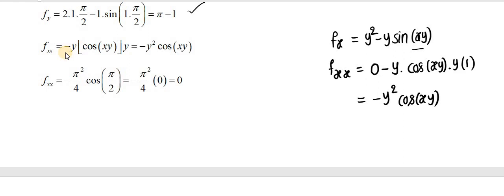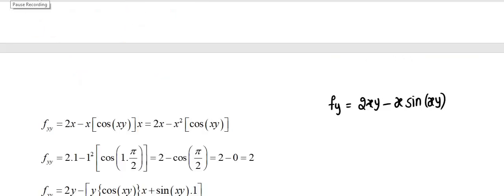Now I am going to find out the value of fxx at (1, pi by 2): minus y square, pi by 2 whole square is pi square by 4. Cos of 1 into pi by 2 is cos pi by 2. We know the value of cos pi by 2 is 0. 0 into anything is 0. So the fxx value is 0.